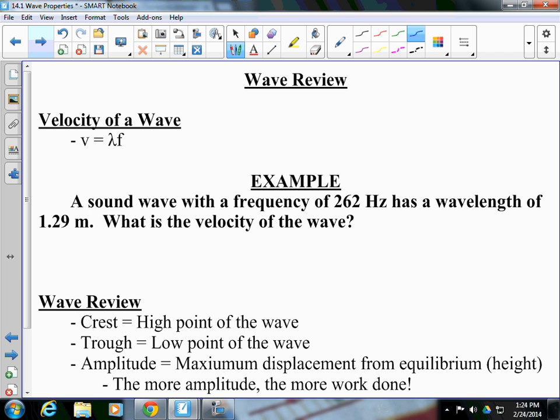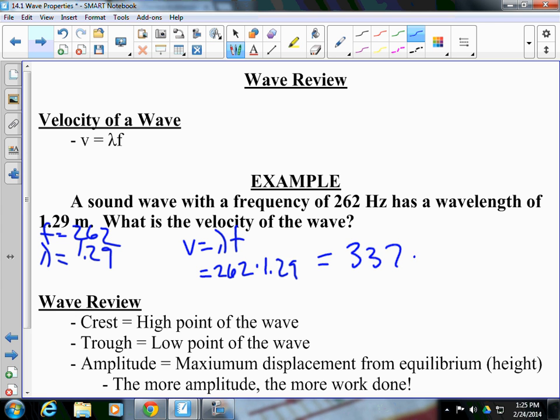So how do we figure out velocity of a wave? Velocity of a wave is equal to the wavelength times the frequency. So if we look at the example, a sound wave with a frequency of 262 hertz has a wavelength of 1.29 meters. What is the velocity of the wave? Well, it tells us our frequency is 262. Our wavelength was given in meters at 1.29. Velocity is equal to wavelength times frequency. It's equal to 262 times 1.29. Get those together using sig figs. Velocity is 337 meters per second.